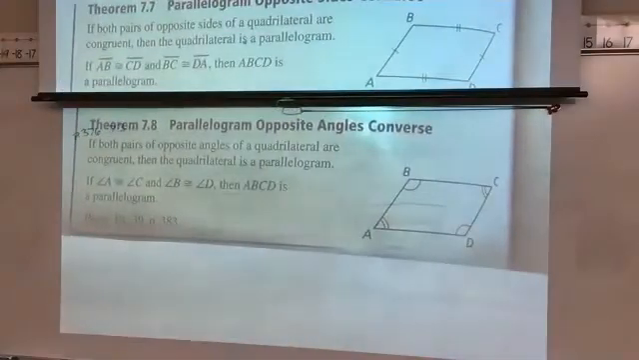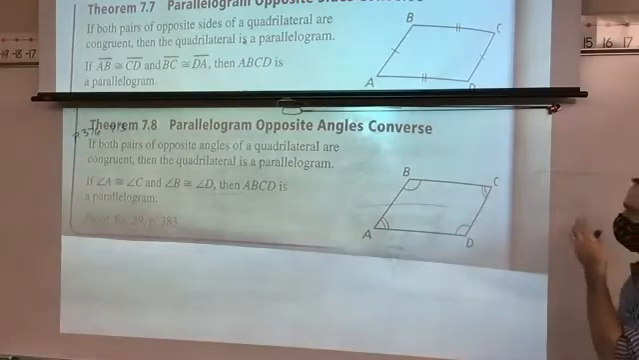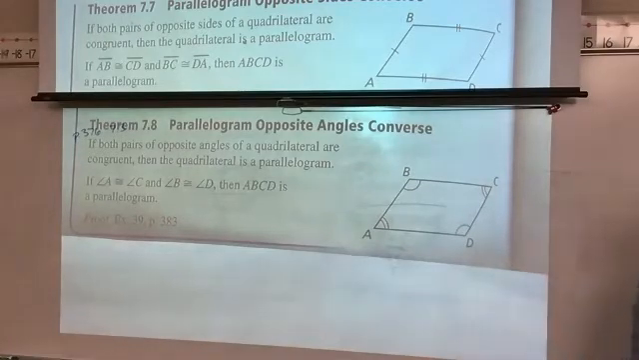Again, straight converse of yesterday, opposite angles converse. So if both pairs, again, underline both pairs, please, of opposite angles are congruent, then the quadrilateral is a parallelogram. So same thing as the other one, just with angles now, both pairs have to be there. Both pairs have to be congruent for us to work. Not enough just to know one.